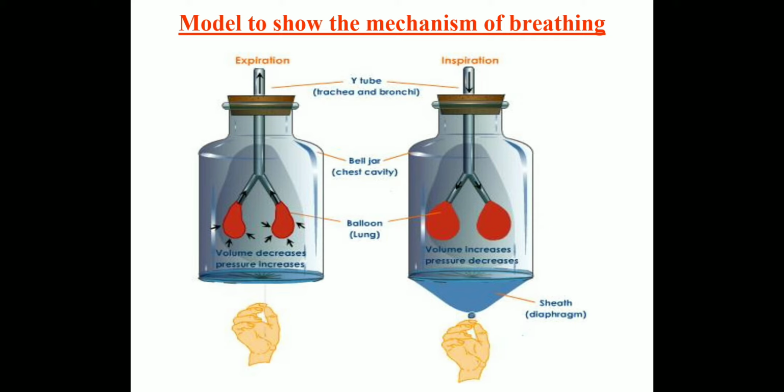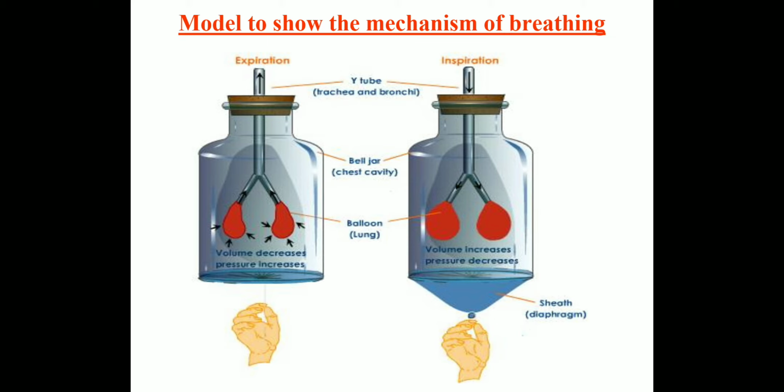Now, children, here you can see the model of the lungs. Where a plastic bottle is used, you can use a straw and you can use balloons, and the bottom of the plastic bottle can be cut and a rubber sheet or a balloon can be fitted there, so that you can understand how breathing takes place, or how the mechanism of breathing is possible in humans. Like you can see the model, you can make it yourself. It's very easy, it's not difficult.